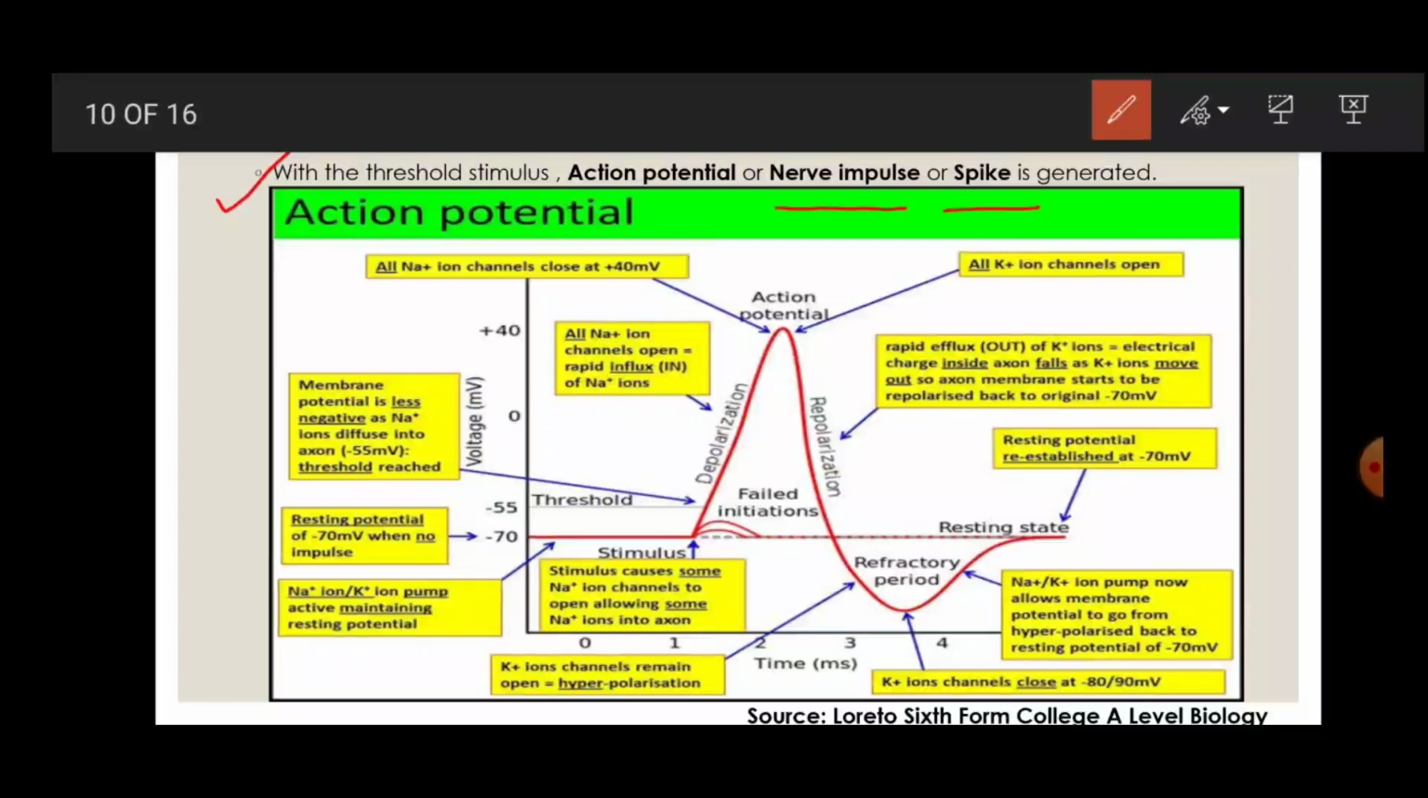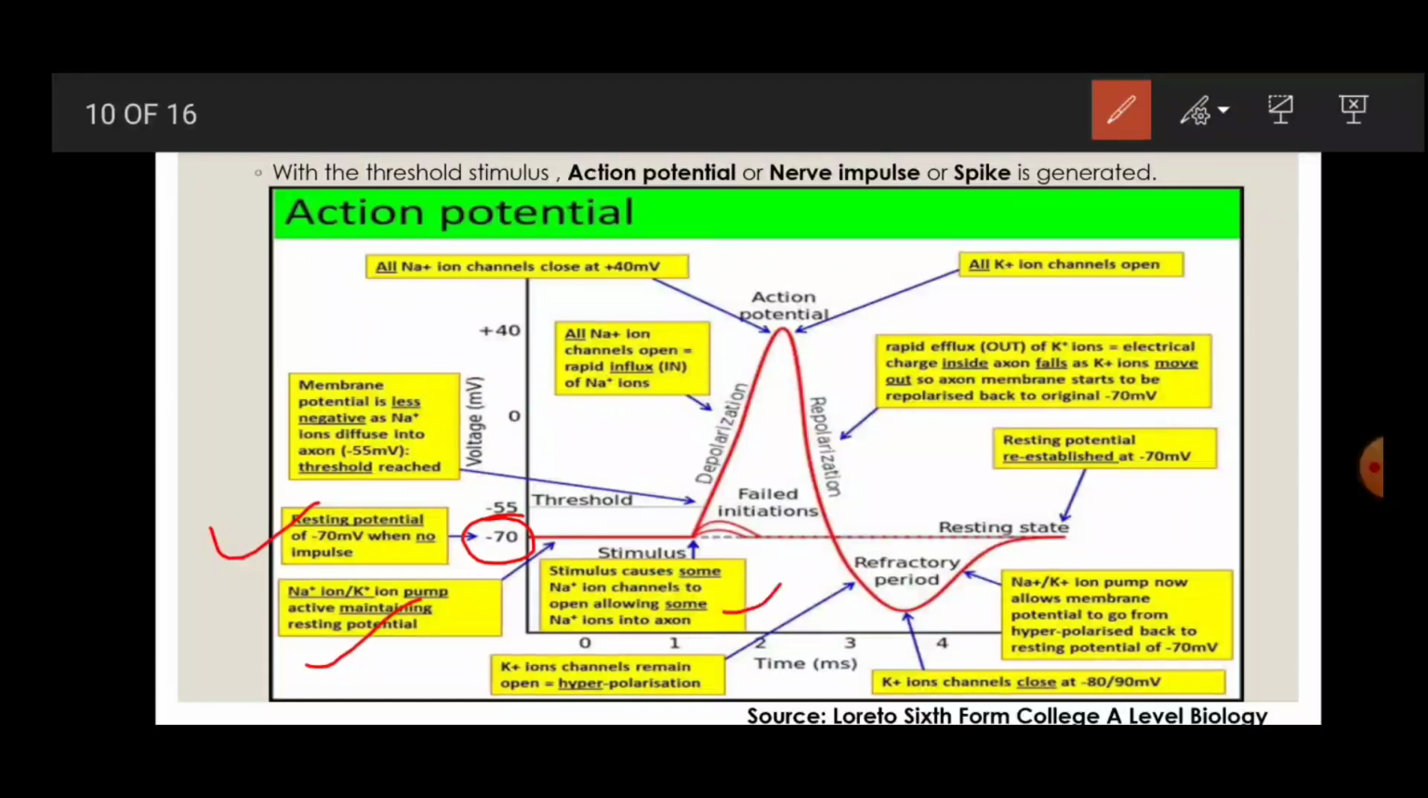Now let's look at this curve. On the y-axis, as you can see, voltage is given in millivolts, and on the x-axis time is given in milliseconds. Now this is minus 70 millivolt, the resting membrane potential when no impulse is generated, and this minus 70 millivolt is maintained by the sodium potassium ATPase pump, if you remember.